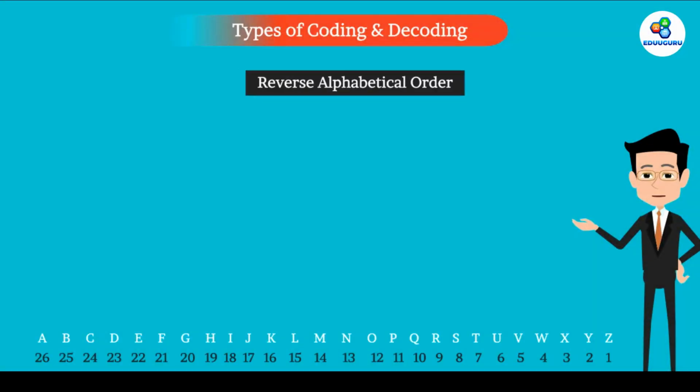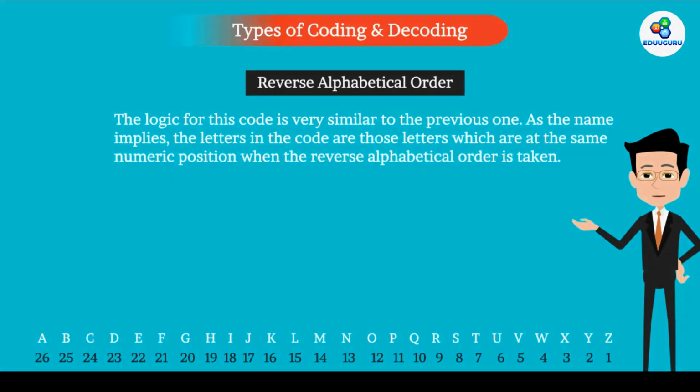Reverse alphabetical order. The logic for this code is very similar to the previous one. As the name implies, the letters in the code are those letters which are at the same numeric position when the reverse alphabetical order is taken. The word table is written as G, Z, Y, O, V.